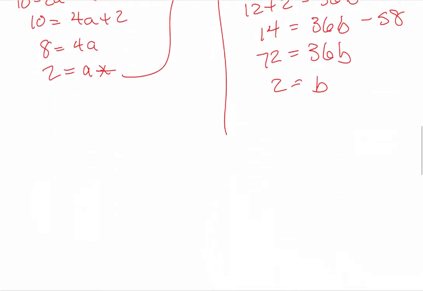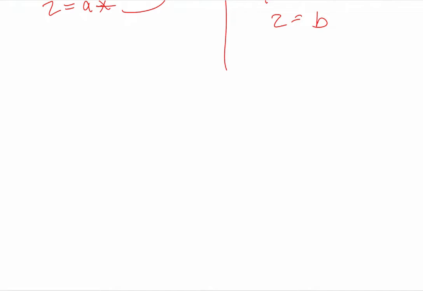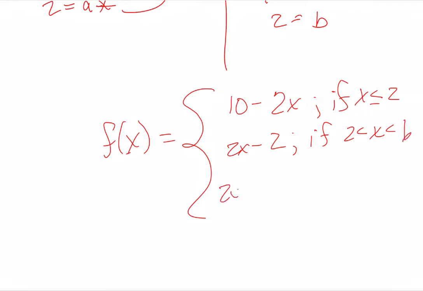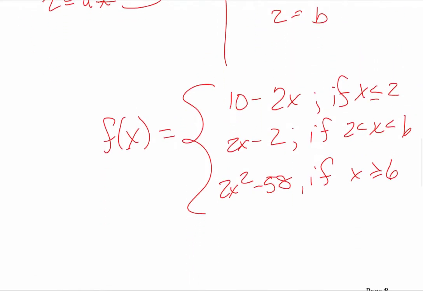So this will give me the function. My final function should be f of x equals 10 minus 2x if x is less than or equal to 2, 2x minus 2 if x is between 2 and 6, and 2x squared minus 58 if x is greater than or equal to 6. So this now is a continuous function.